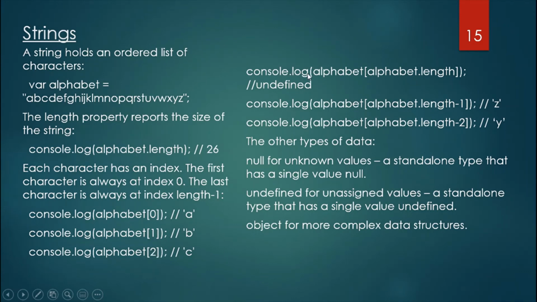Similarly, if we say console.log(alphabet[alphabet.length]), this won't work. It will give you undefined, because it would be out of the index. Length itself should be - 1, so it will give you Z, the last element.